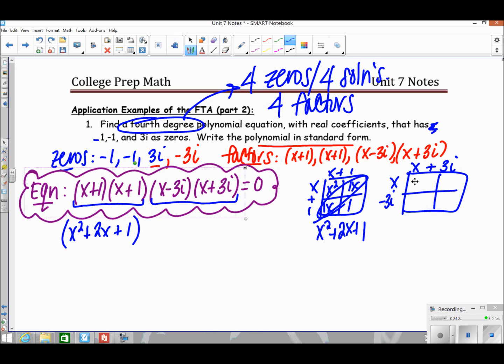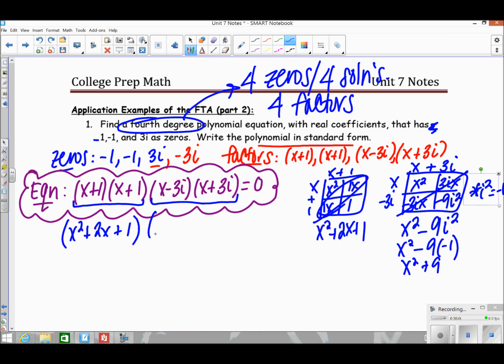And then I'm going to do this next section here. So x times x is x squared. I'm going to have 3ix, negative 3ix, negative 9i squared. So these terms cancel because remember we had conjugates; the middle terms cancel. So I'm left with x squared minus 9i squared. You have to remember i squared equals -1, so I can replace i squared with -1. So we get x squared plus 9. So this is x squared plus 9 equals 0, and I need to keep multiplying now.